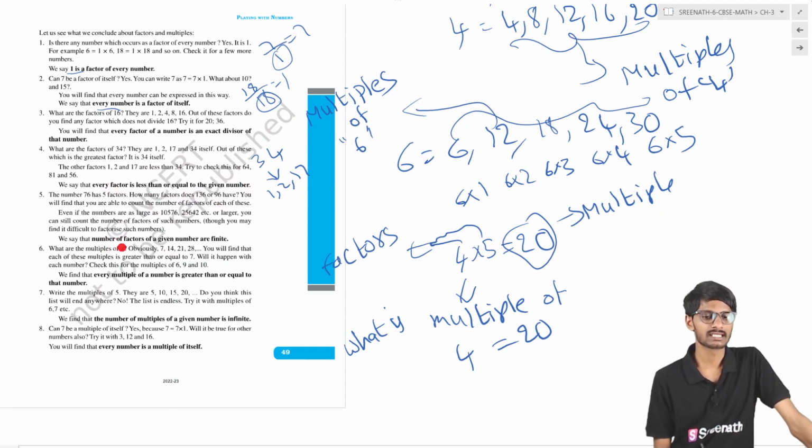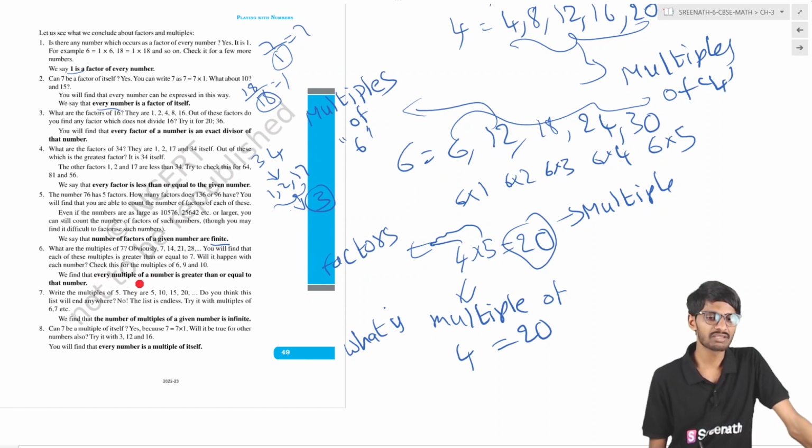And one more thing is, the number of factors of a given number is finite. So how many factors, suppose for 34, we are getting only 3 factors. So it is a finite number. For every number we are getting a finite number. Finite means that the number of factors is countable.